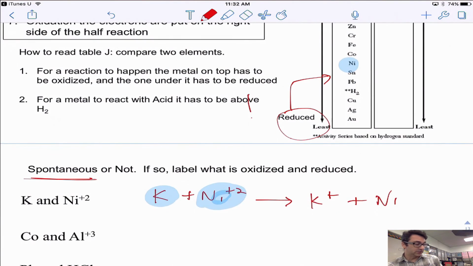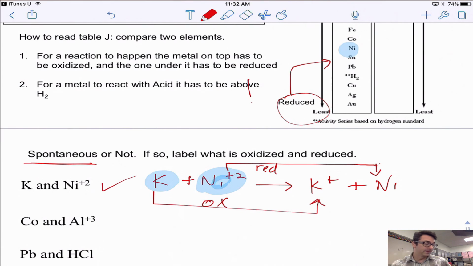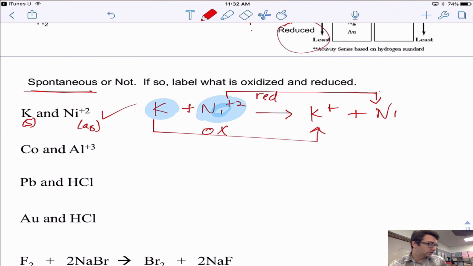Let's look at that again. K is oxidized. It becomes K+. Ni is reduced. It goes from +2 to 0. This reaction will occur. If you put potassium metal in a solution, this is aqueous, this is solid. If you put a solid piece of potassium in a solution of nickel, it should work. So let's do one more, and then you could try one on your own.